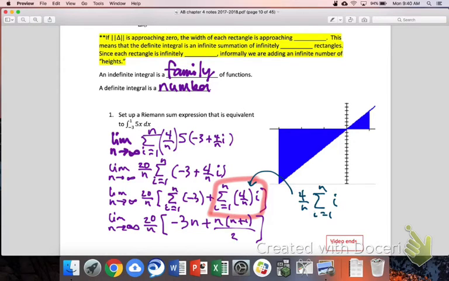If I were to then say limit as n goes to infinity, I think what I'll do is distribute that 20 over n back in there. I got it out just to make these steps pretty simple, but I'm going to multiply it back in. When I multiply the 20 over n times the negative 3n, wouldn't the n's cancel? Now I just get negative 60.